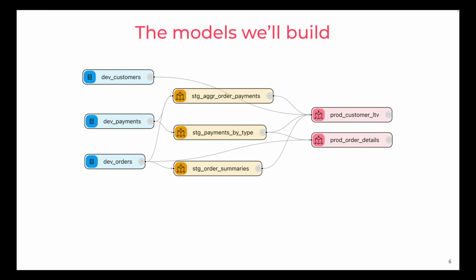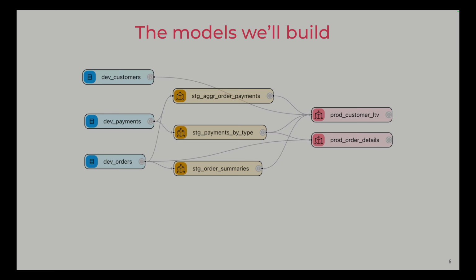Now, of course, we can build the production models in one go, but then where's the fun in that and where's the reusability in that? So what we will do is that we will have different layers of models. The dev models will have the most simple transformations, and from the staging models, we will derive the production models.